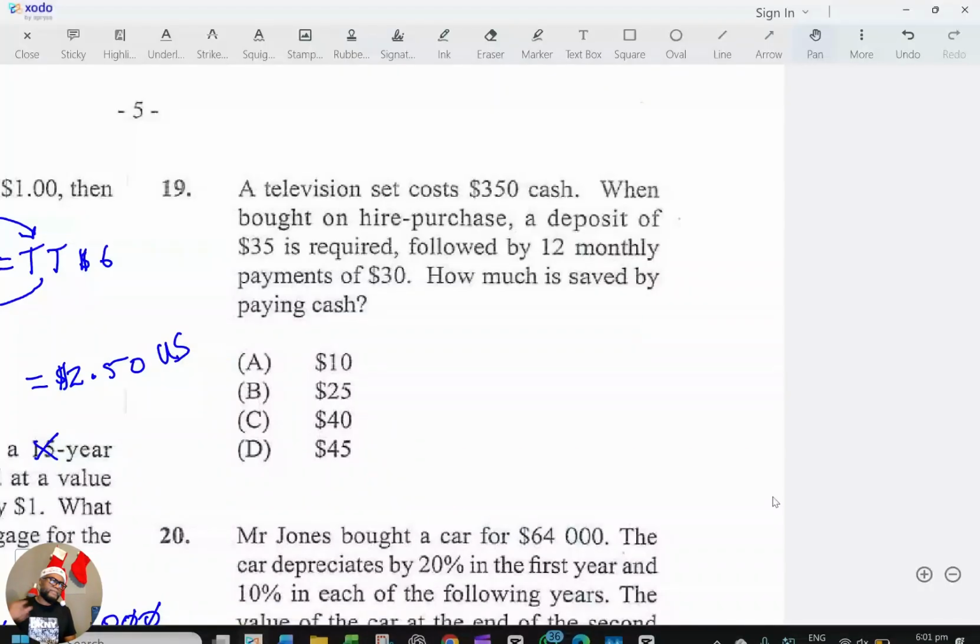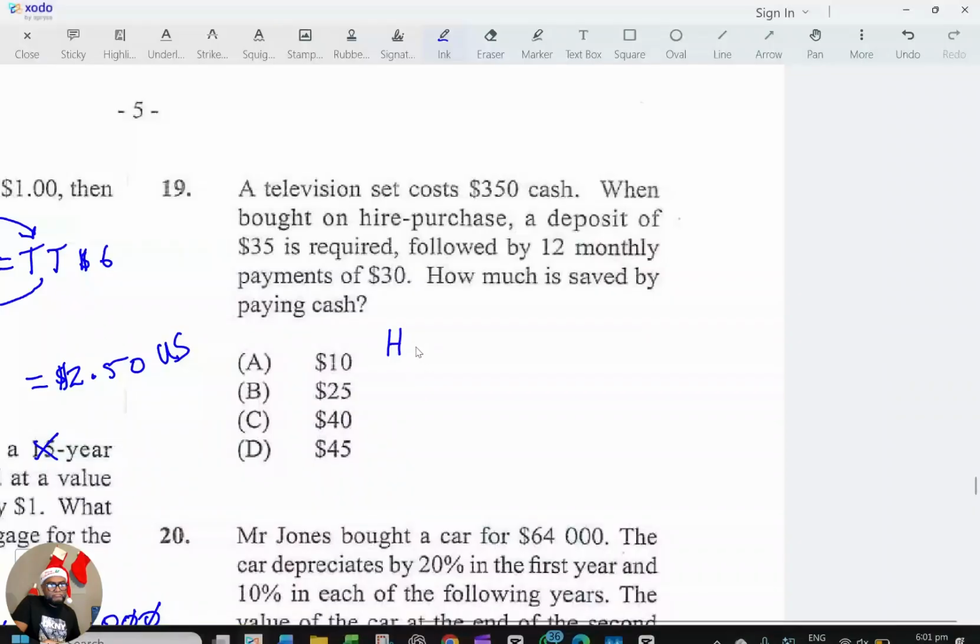A television set costs $350 cash. When bought on hire purchase, a deposit of $35 is required, followed by 12 monthly payments of $30. How much is saved by paying cash? All right? Somebody tell me what to do here. I don't know what to do. What to do here? Somebody help me now.